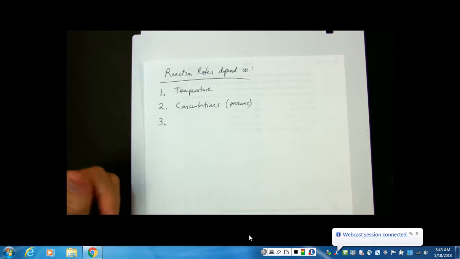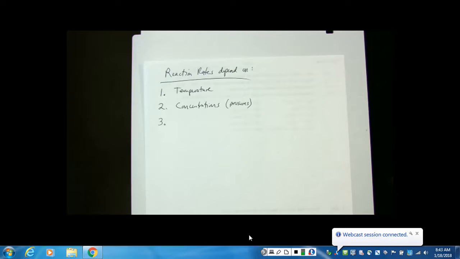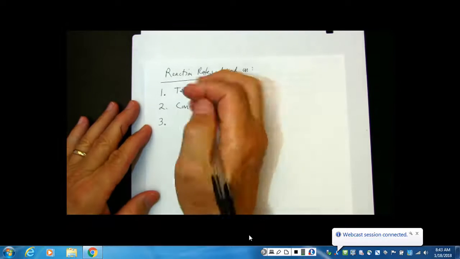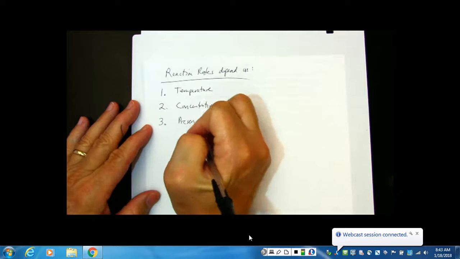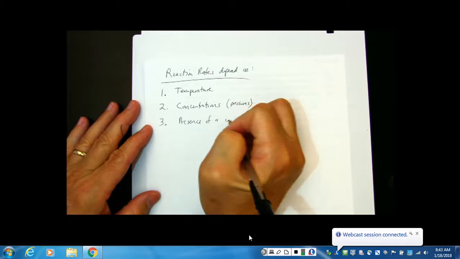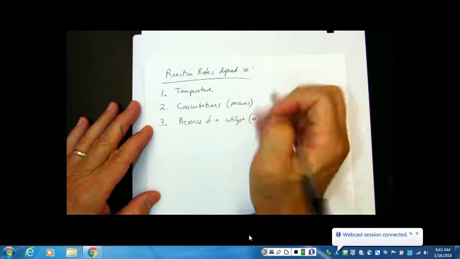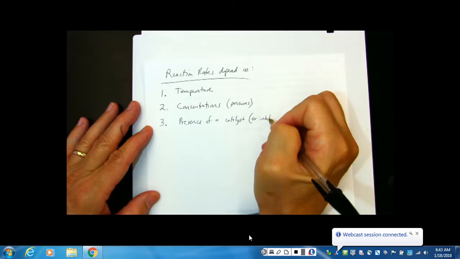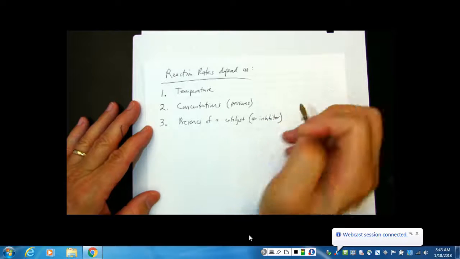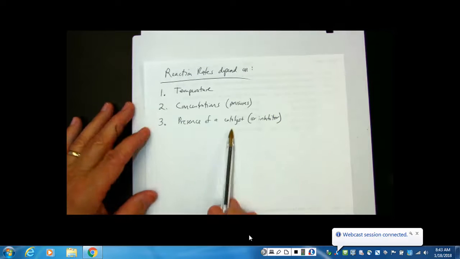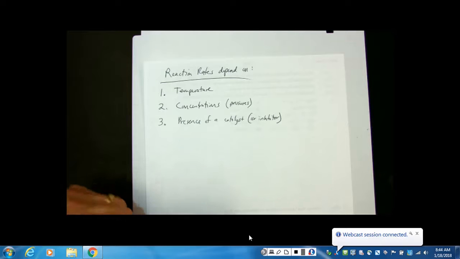All right, the other 2 are less obvious, I guess. Have you heard of a catalyst? Nice. The presence of a catalyst. Or there are things called inhibitors. And we'll talk about, at least, a catalyst. Anybody know what a catalyst does? Yeah, Mr. Louie? It speeds up the rate of reaction.